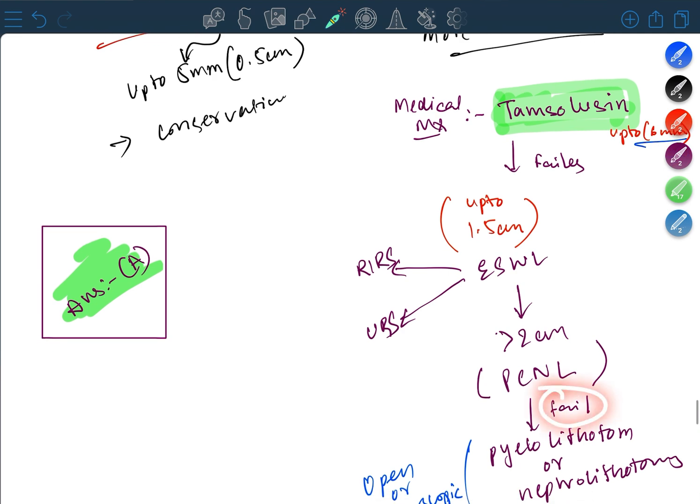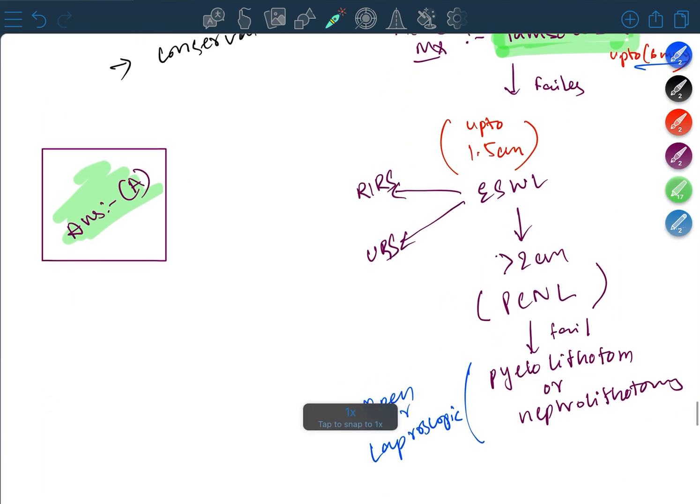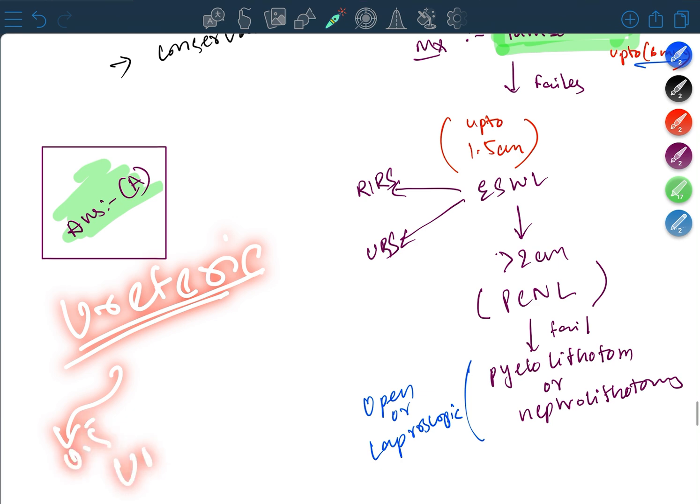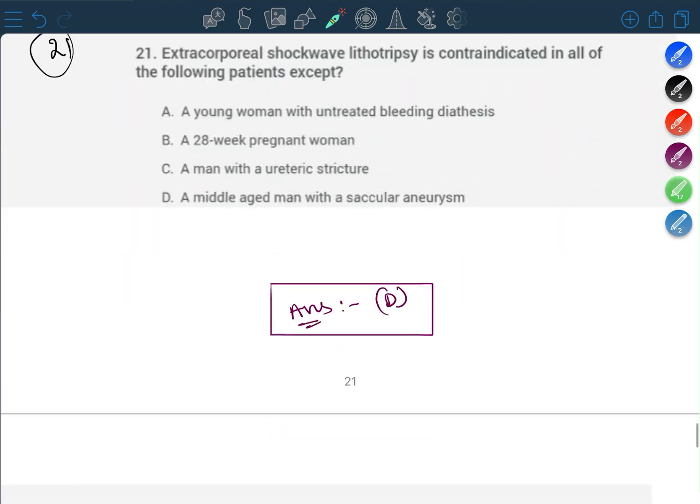And if PCNL also fails, we do open or laparoscopic surgery. This is pyelolithotomy or nephrolithotomy. Okay, just remember this table. And for ureteric, we have some stones in the ureter. For 0, it means URS, and if it is impacted a lot, and the size is a lot more, then we go with nephrolithotomy.